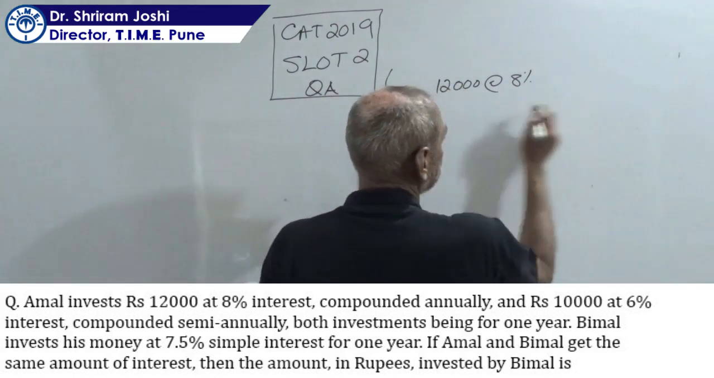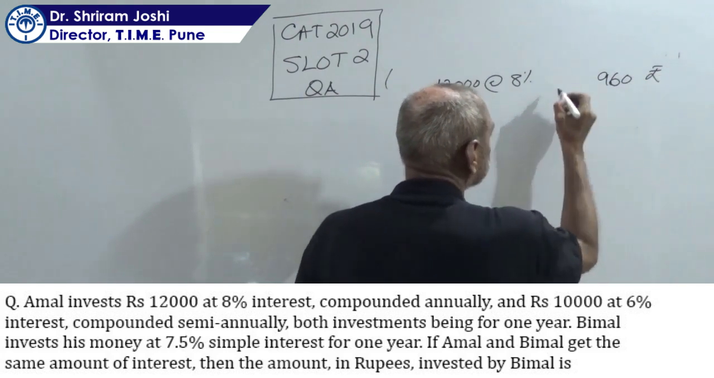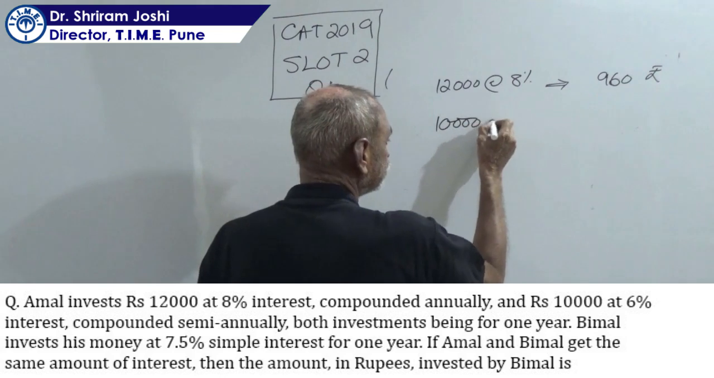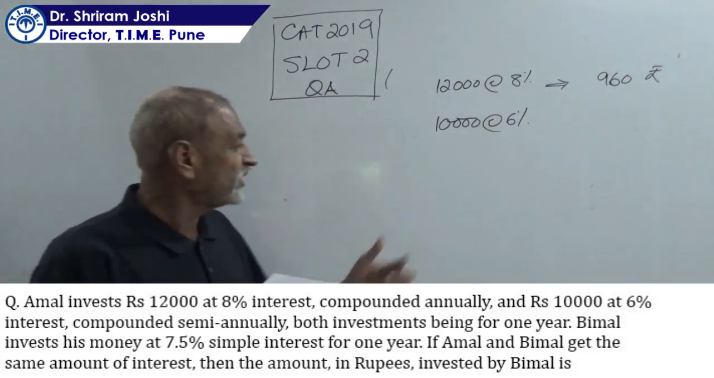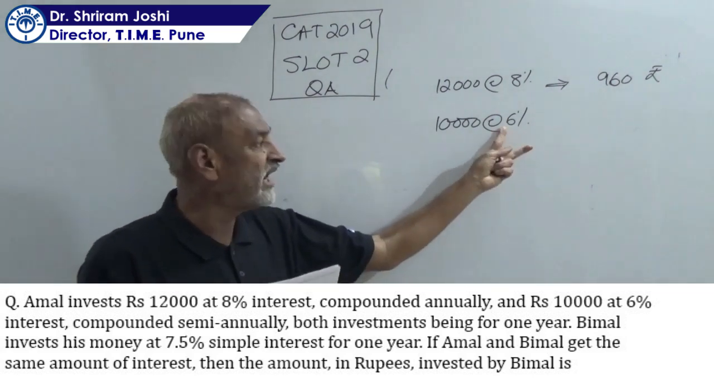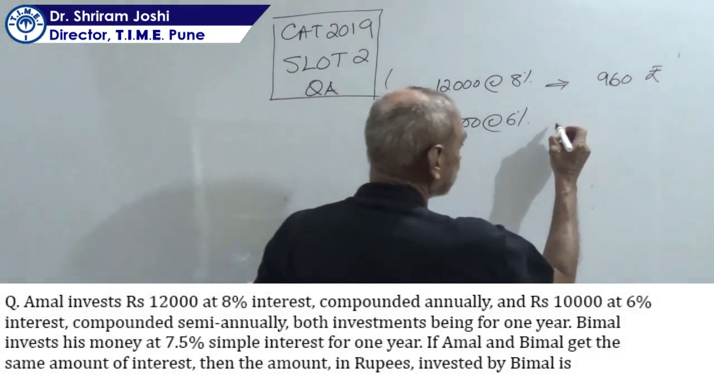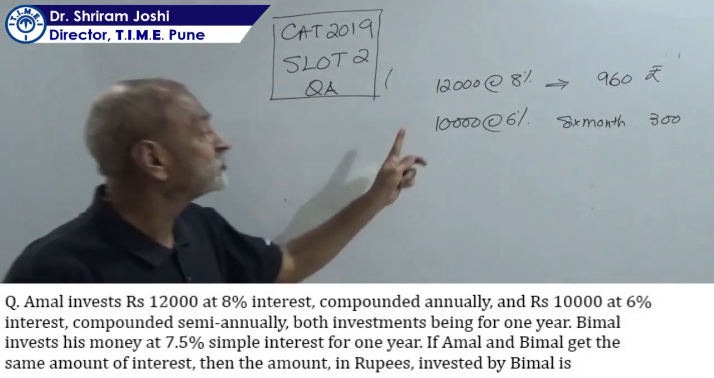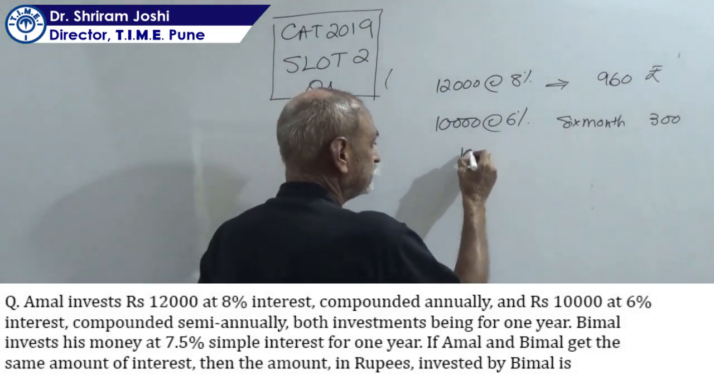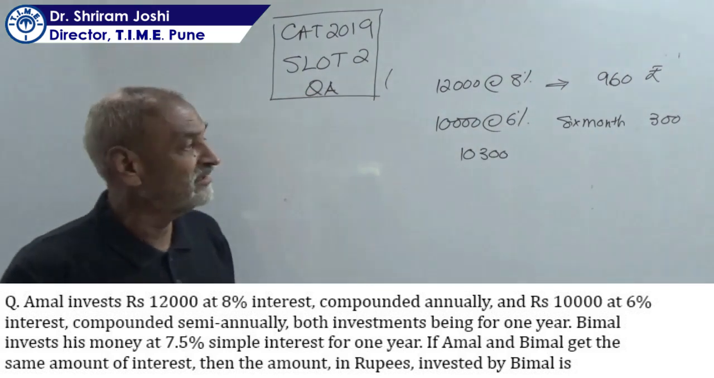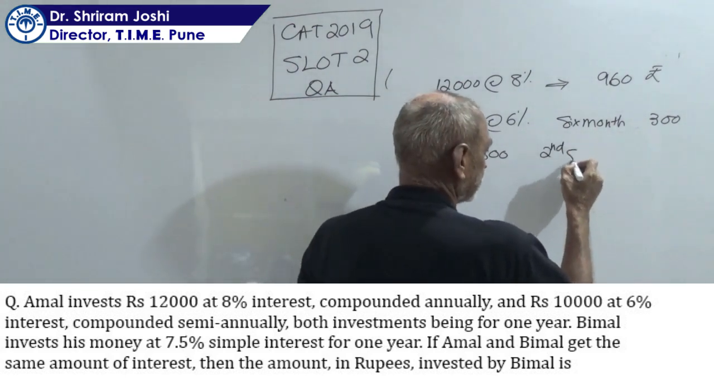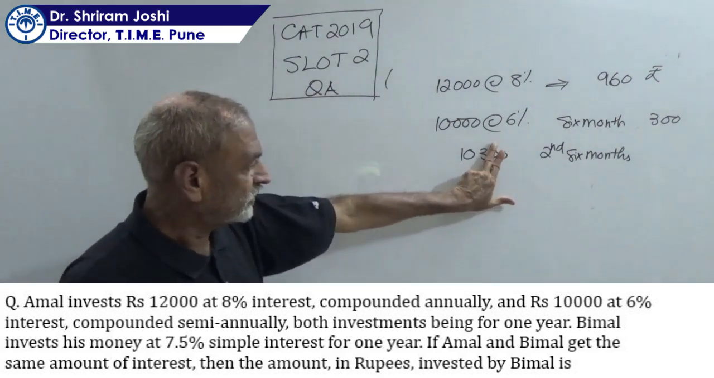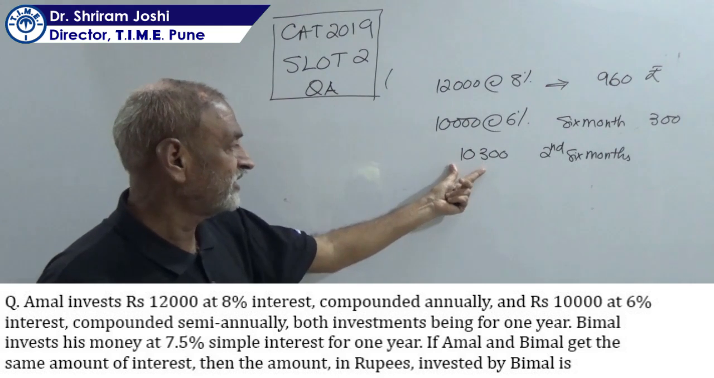The interest you get will be 960 rupees. We have 10,000 at 6% interest, compounded semi-annually. What does it mean? What is the interest in the first 6 months? The interest rate will be half of this. So 3% of 10,000. So for the first 6 months, I'm going to have 300 rupees as interest. And now 10,300 would be the capital, for which another 3% will be earned in the second 6 months. What is 3% of this? It's not that difficult. You just have to eliminate these two zeros, multiply this by 3, so 309.